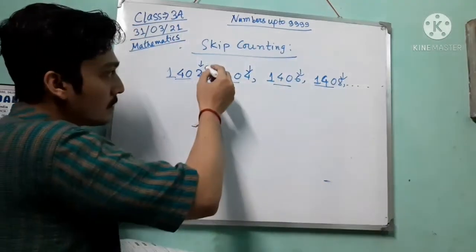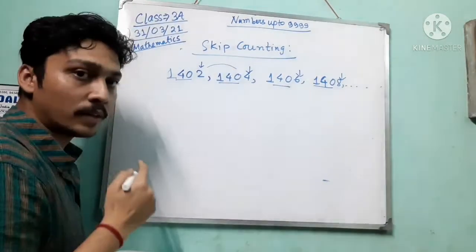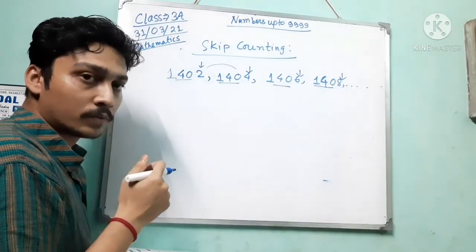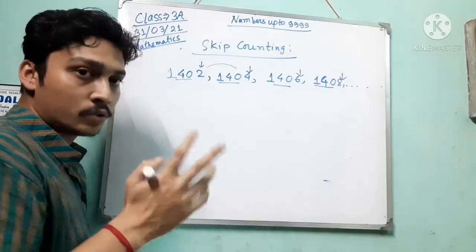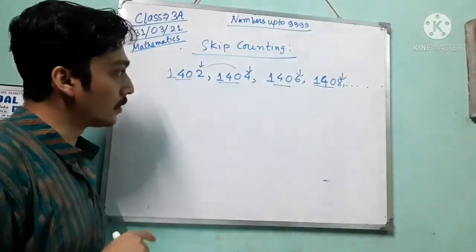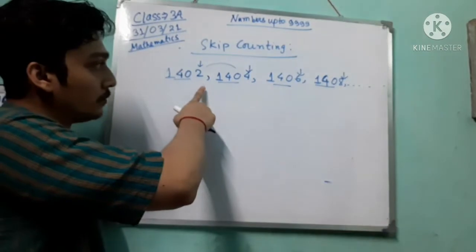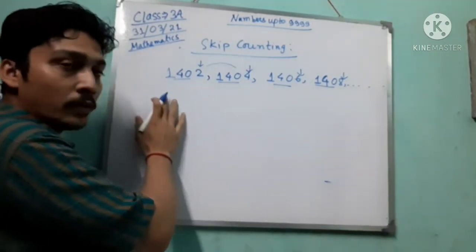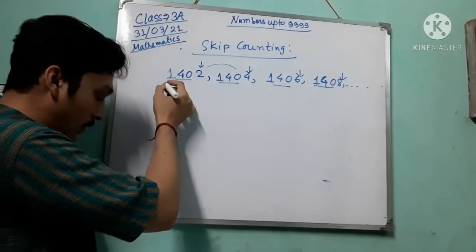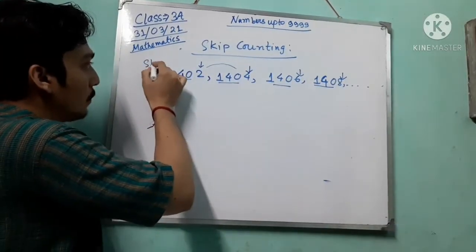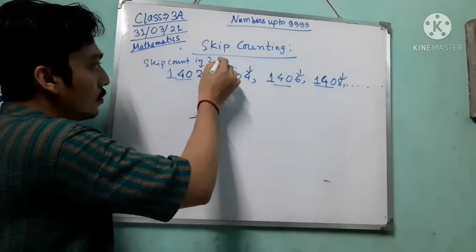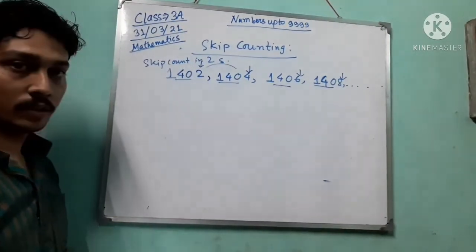So they are skipping a fixed distance, a fixed number. How many numbers are skipping? 2 numbers are skipping. Okay, so this is skip counting in 2s. Skip count in 2s.